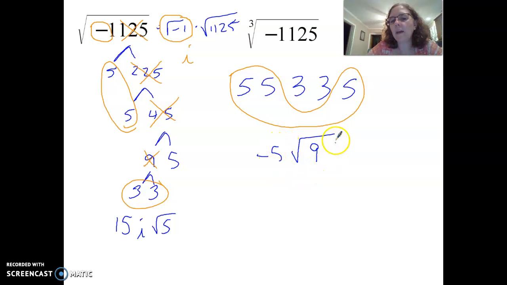Okay, what did I leave out? Well, I forgot to put my little cube right here. Remember, that says 5 square root of 9. Well, if I start off with a cube root, I can't end up with a square root. If I start off with a cube root, I've got to end up with a cube root. So I should put a little tiny 3 right there so that I can see I've got a cube root of 9. So -5 cube root of 9.